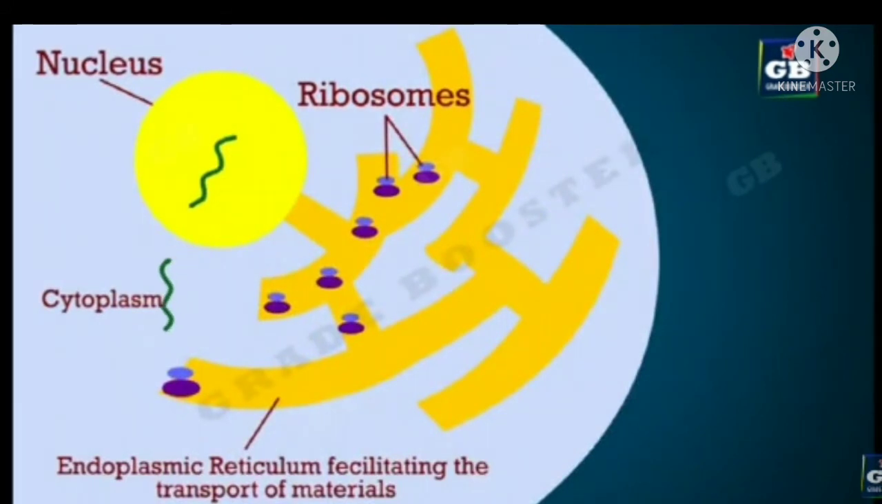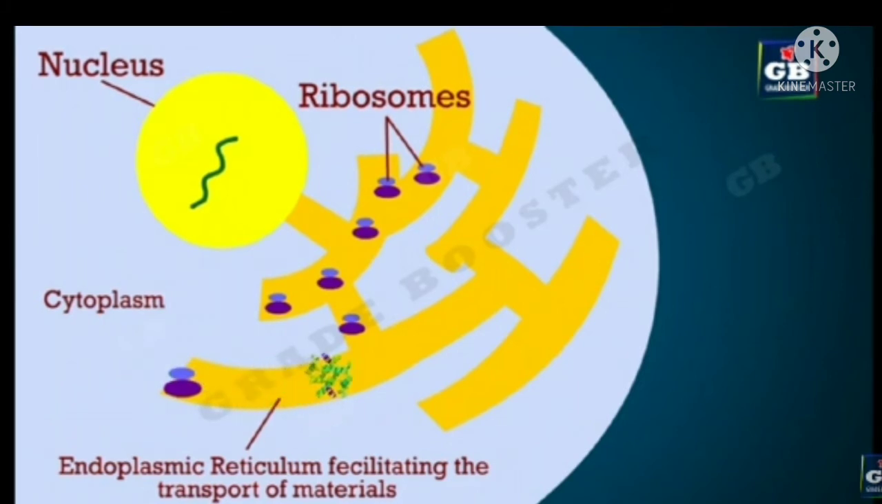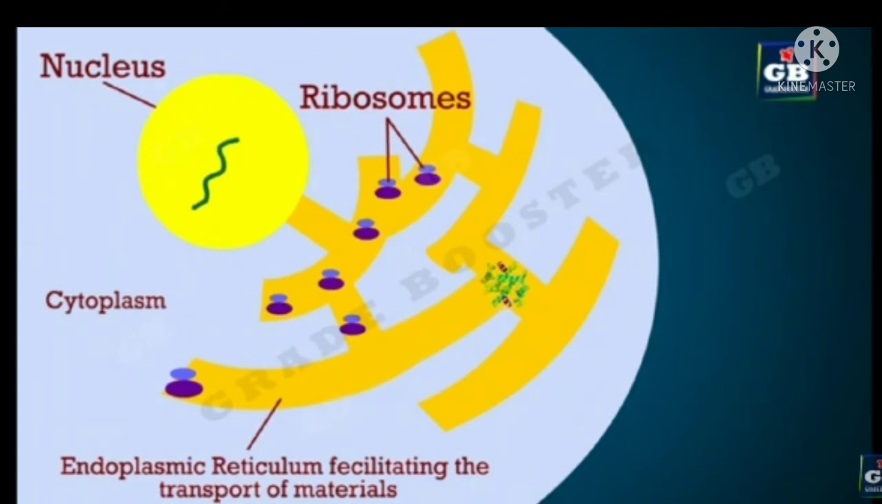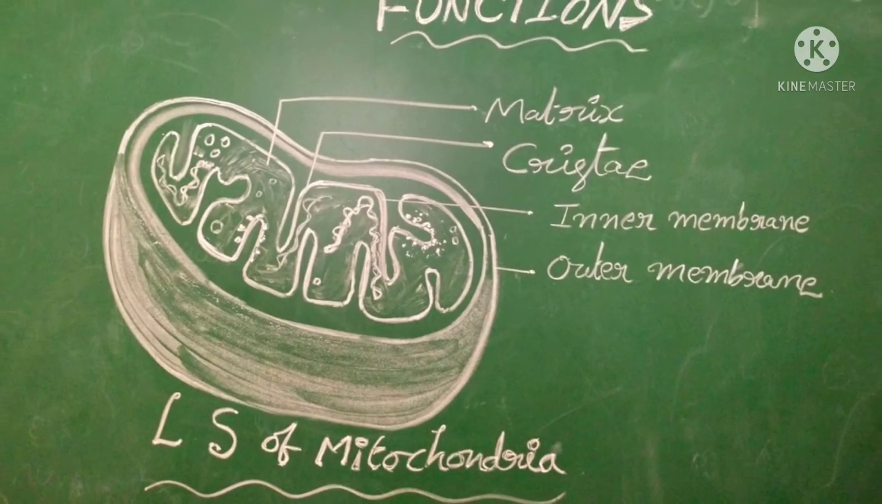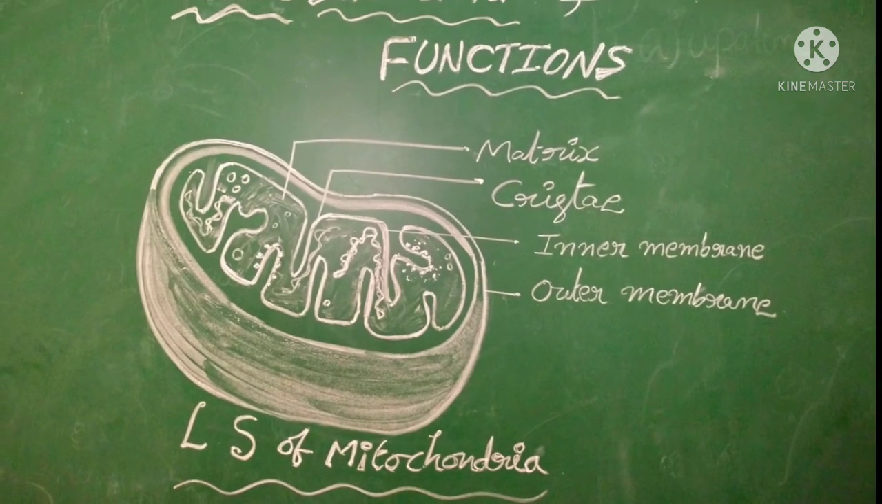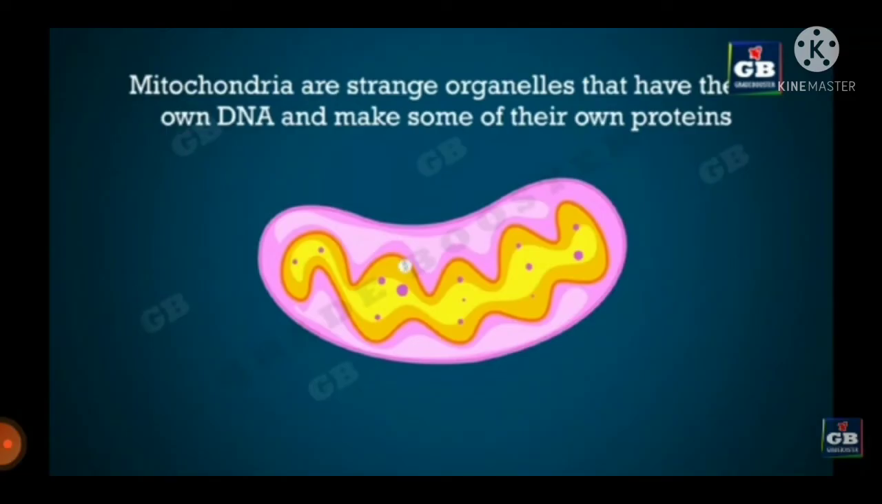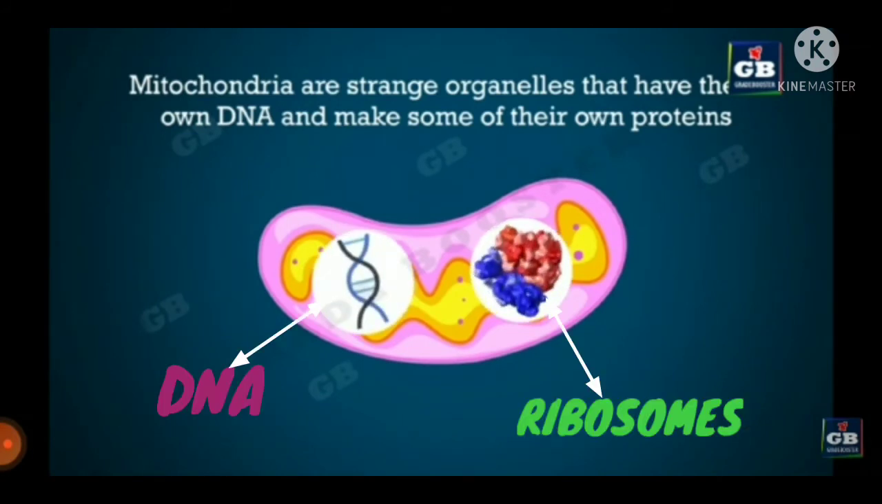Generally, in a cell, the nucleus has DNA and it passes information to cell organelles like the endoplasmic reticulum to make proteins necessary for cellular activities. That means all the cell organelles follow the instructions of the nucleus. But in the case of mitochondria, it is very different. Mitochondria have their own DNA and ribosomes, so they can manufacture some of their own proteins. That's why mitochondria are sometimes called strange organelles.